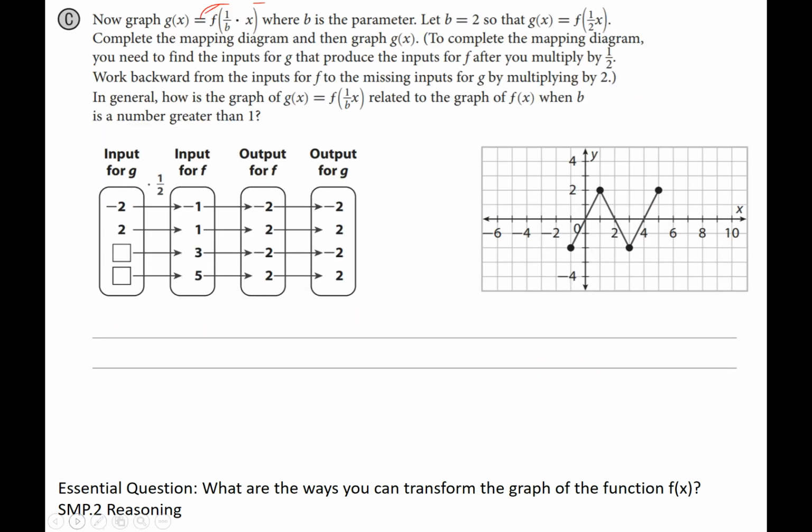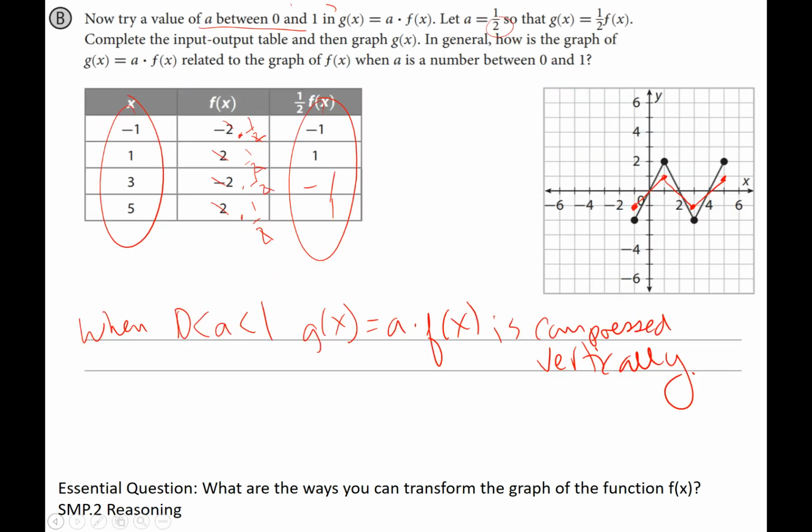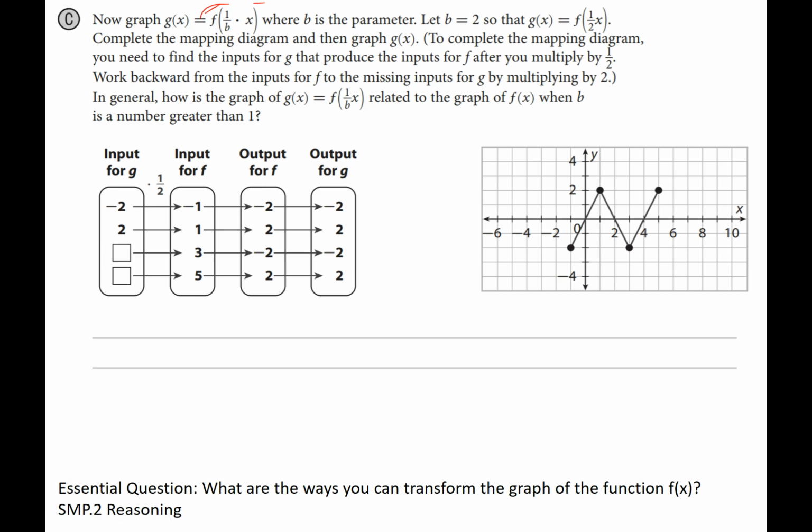All right, we're going to go back to the other crazy mapping diagram. If you like the boxes and the tables, you can use that. They happen to use this mapping thing on a few of these. The difference here is that this was on the outside of the function. Now notice they're putting it on the inside of the function, so this is going to change it a little bit differently. Now the graph g of x equals f of 1 over b times x, where b is the parameter. So we're going to let b equal 2. Notice it's multiplied on the inside. Complete the mapping diagram, then graph g.